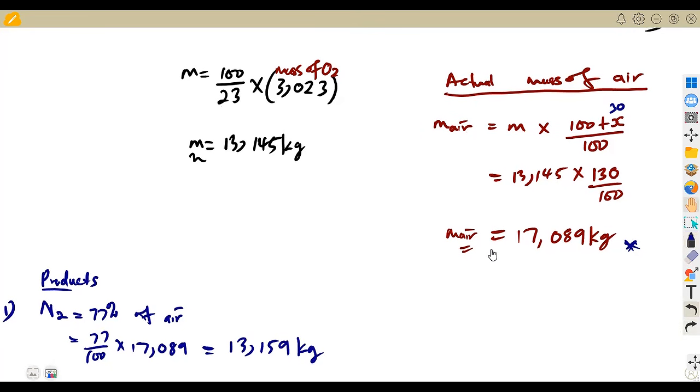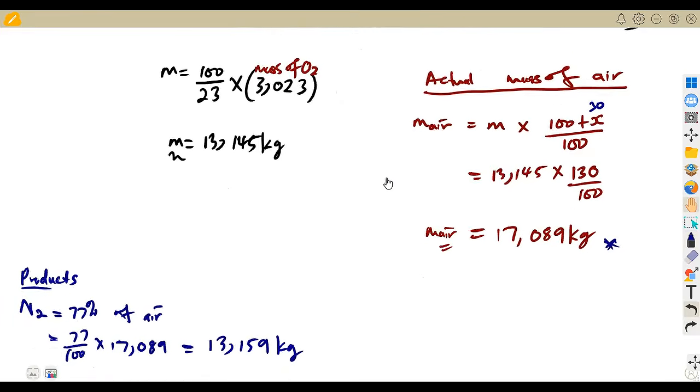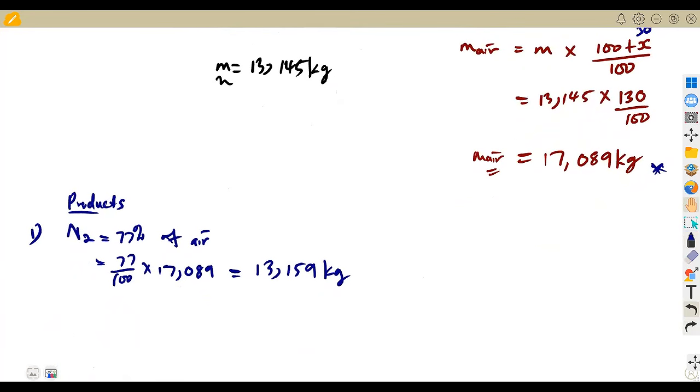Then let's talk about excess oxygen. From the mass of oxygen, we talked about excess oxygen, so let us just finish on these ones. We have excess O2 in this case. I said it's the percentage excess times the mass of oxygen, of which our percentage excess is 30%. So it is 30 over 100 times the mass of oxygen.